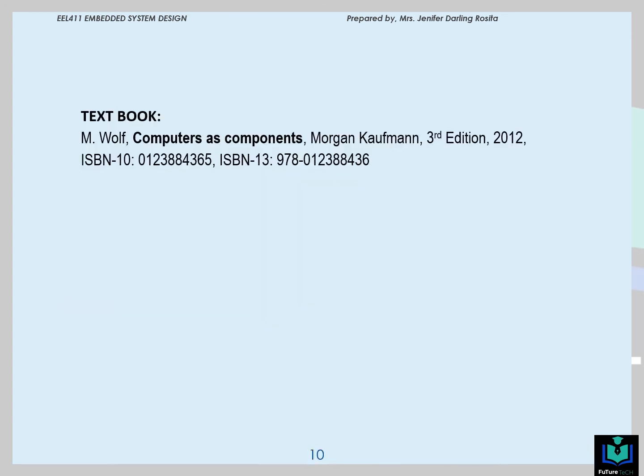Now, what kind of textbook are we using? Computers as Components, only one textbook. If you have more time, please go and read the textbook. I'll be sending it through Google Classroom or the WhatsApp group also, but I have compiled some notes for you. If you don't have that much time to read the overall book, you can go ahead by reading my notes also.